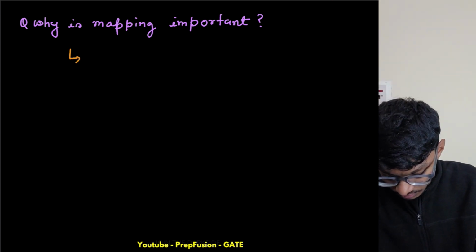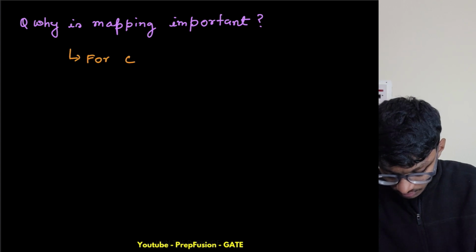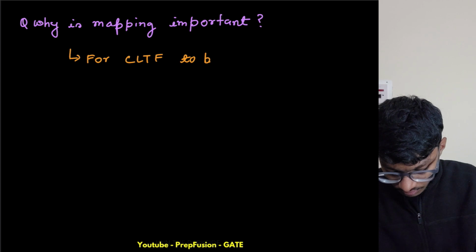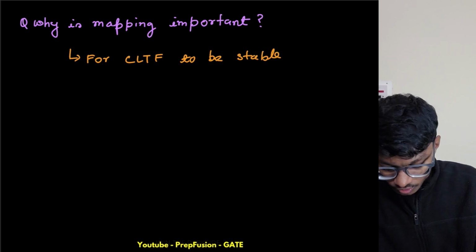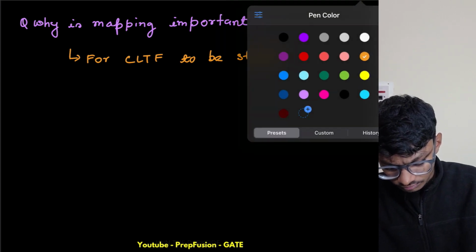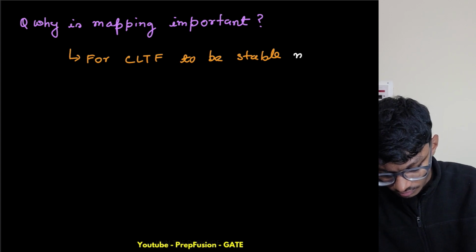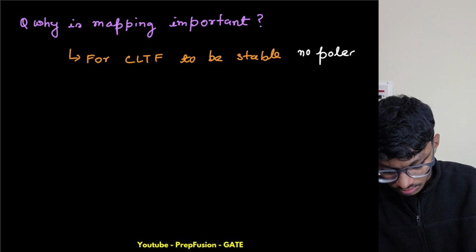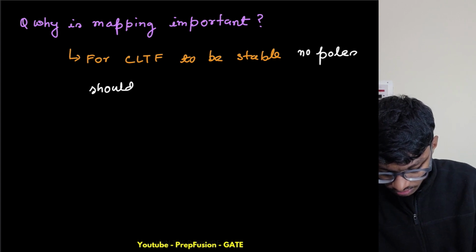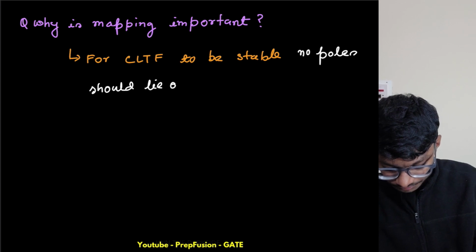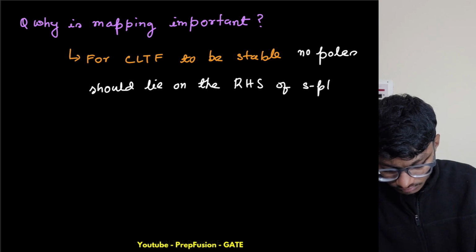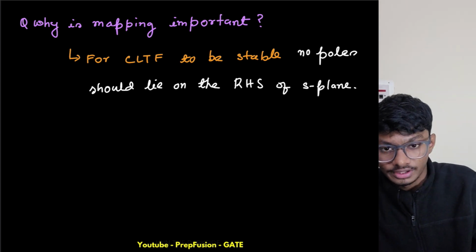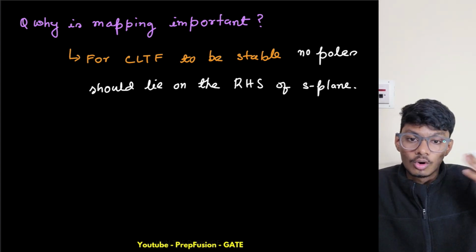So what is the first thing? For the CLTF to be stable, no poles should lie on the right hand side of the S-plane. No poles should lie on the right hand side of the S-plane, but it is very difficult for us to check for all the infinite amount of points.